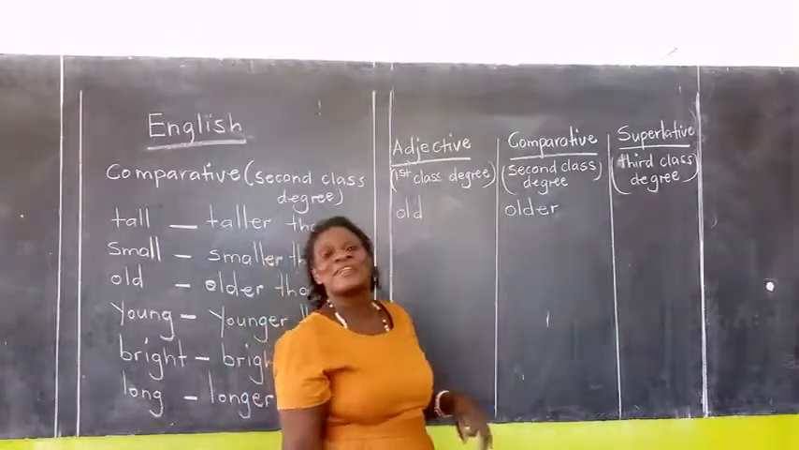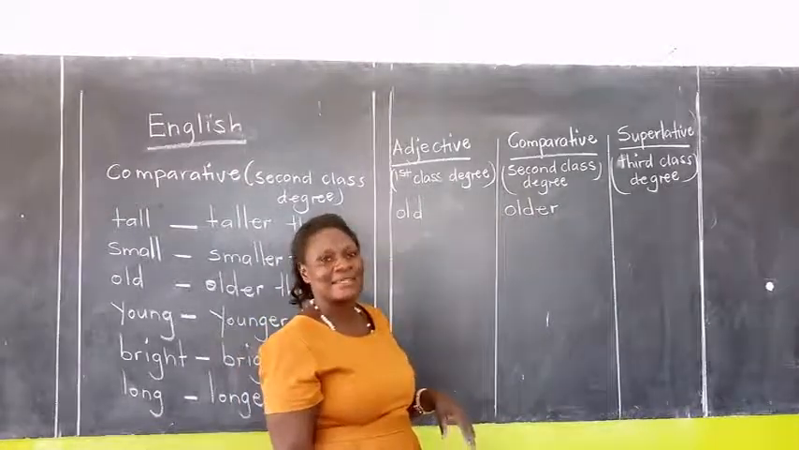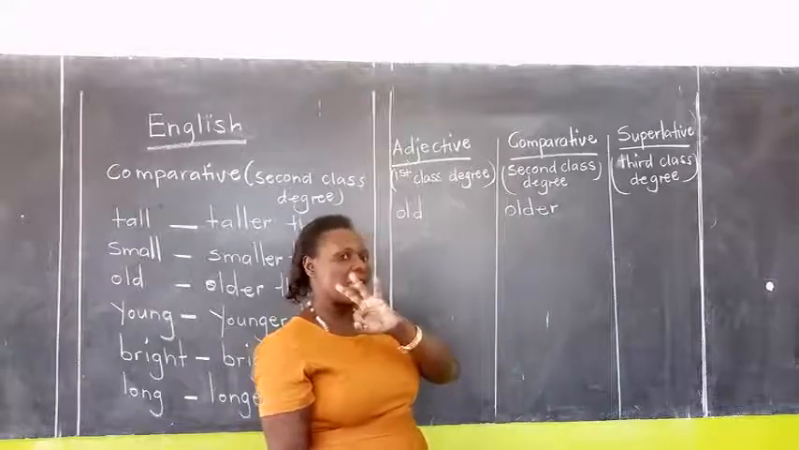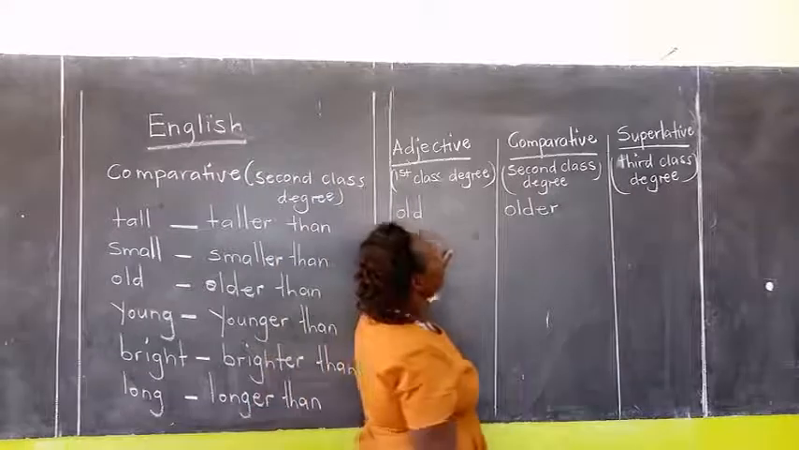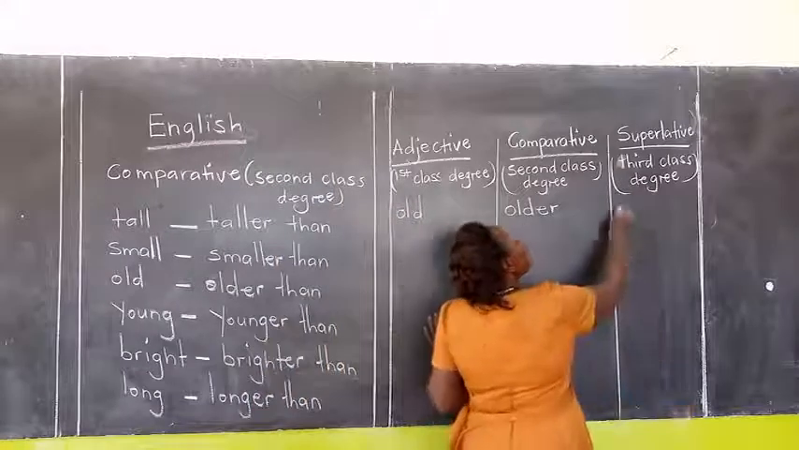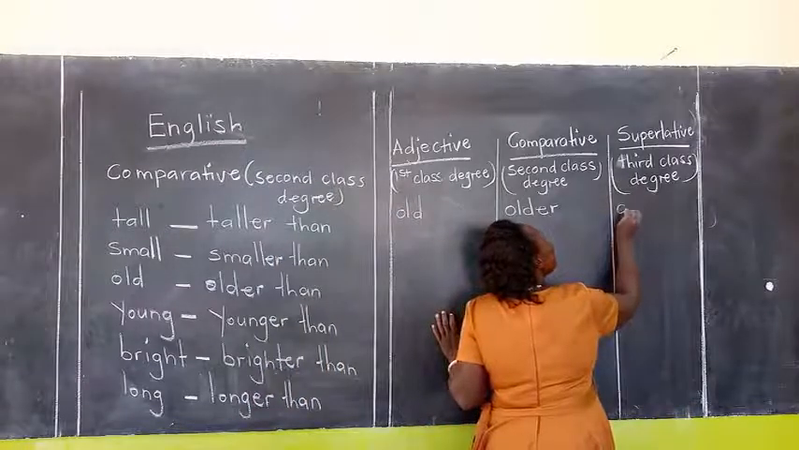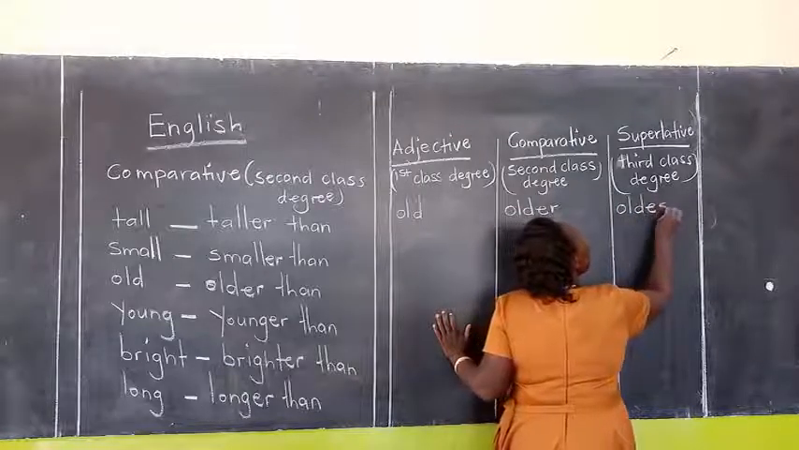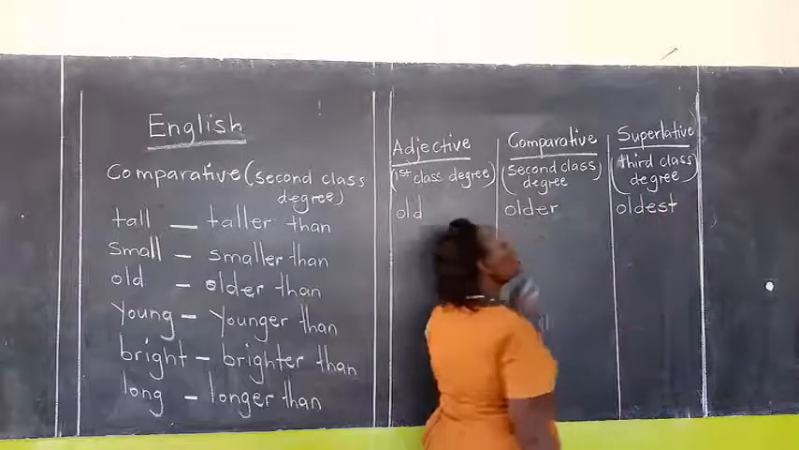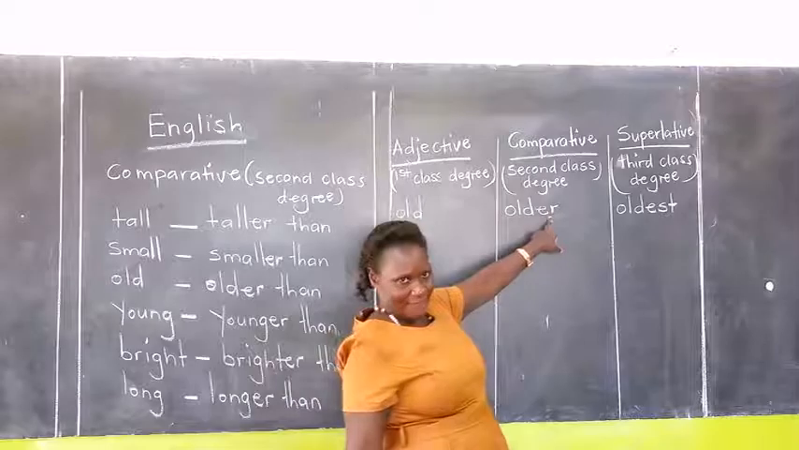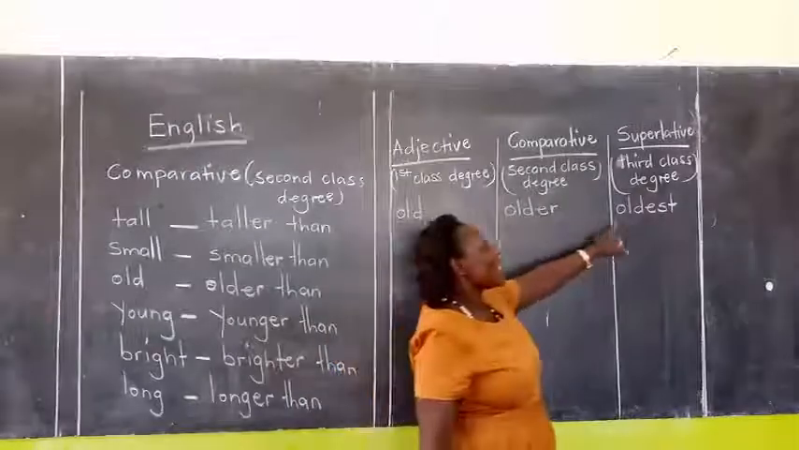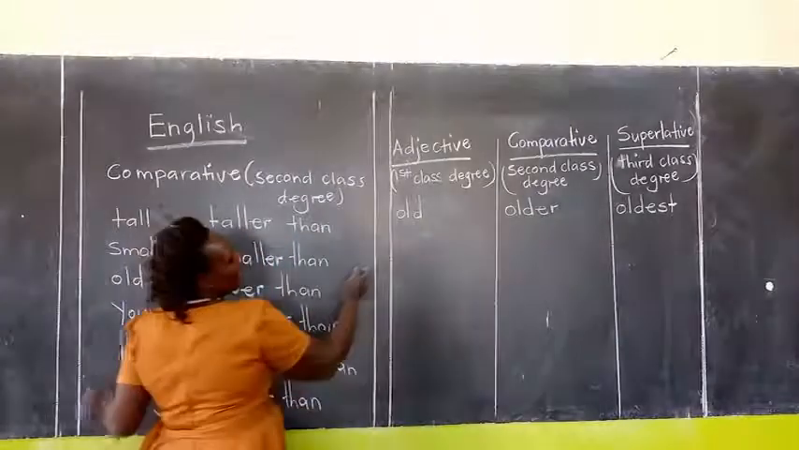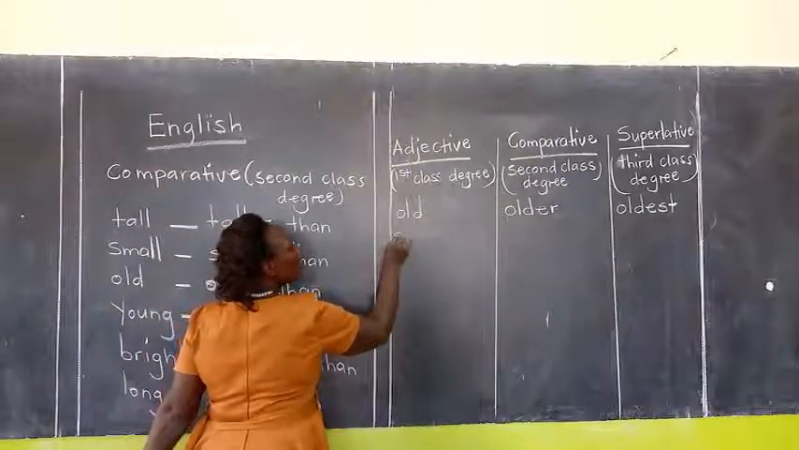What about when you're comparing the three? That's when the superlative comes in, the third class degree. You are comparing the three now, not the two. Old, older, then the extreme one is oldest. Here again, you don't bring in your R. It becomes oldest. Then we have another adjective as small.